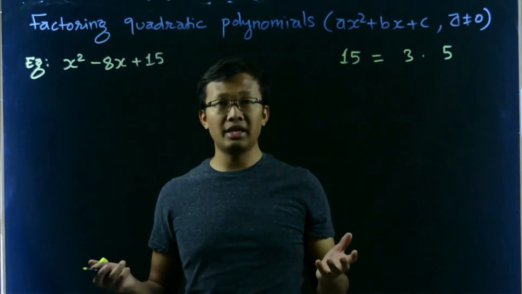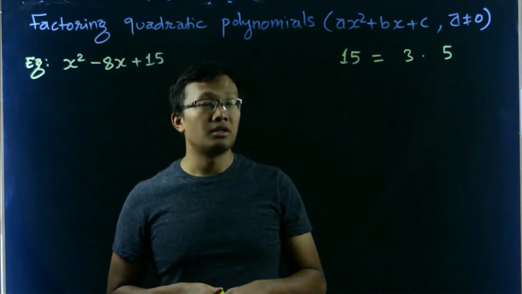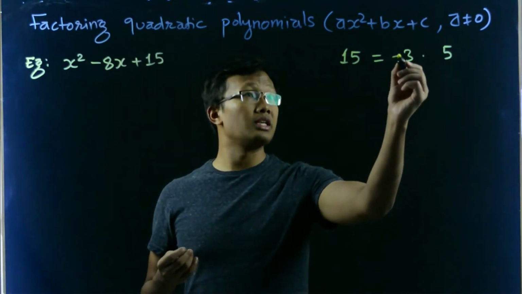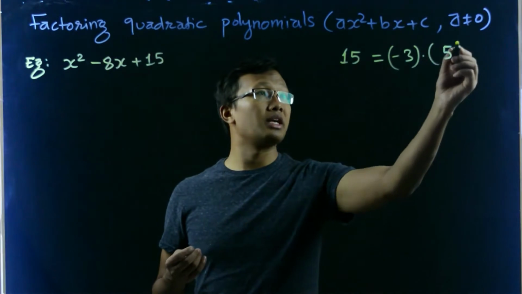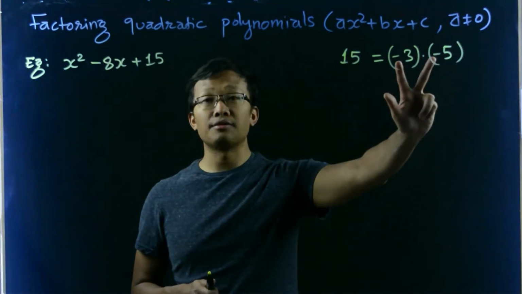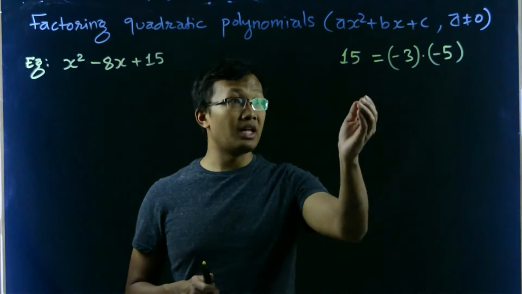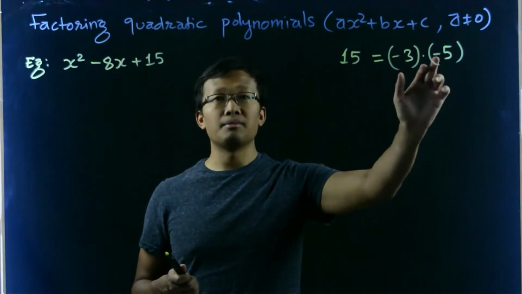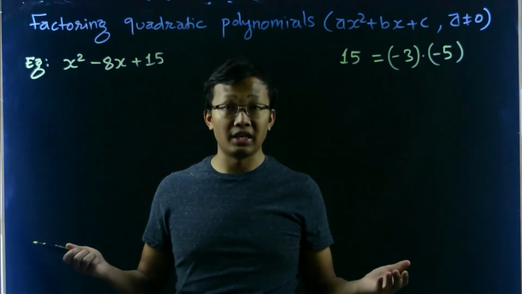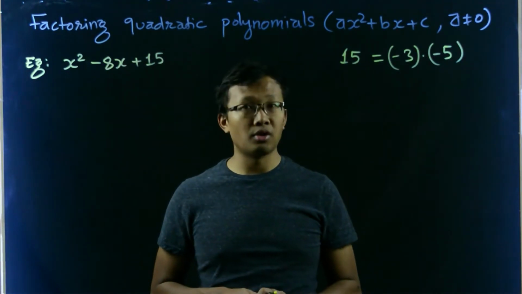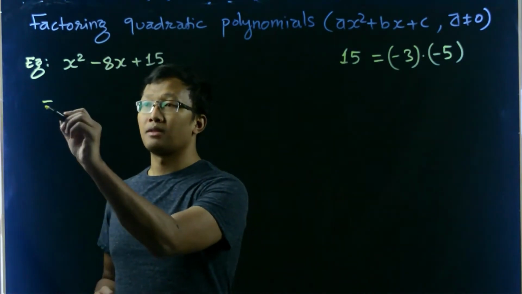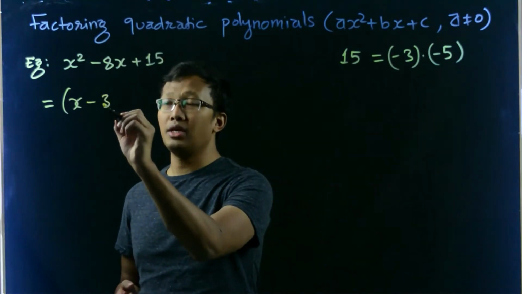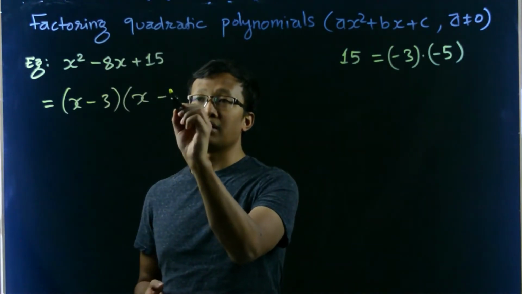So how to get a negative sign before 8? Since we know that negative times negative is a positive, let us include −3 times −5. Multiplication of two negatives will give us positive, so −3 times −5 is 15. And −3 plus −5 will give us −8. So that's how we work around it. Then our factors would be x − 3 and x − 5.